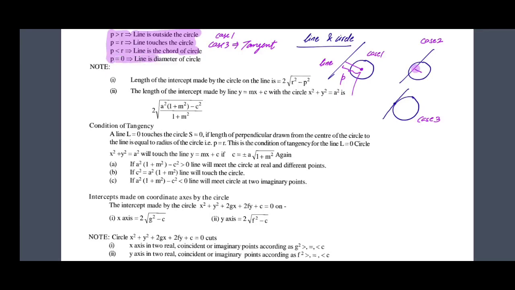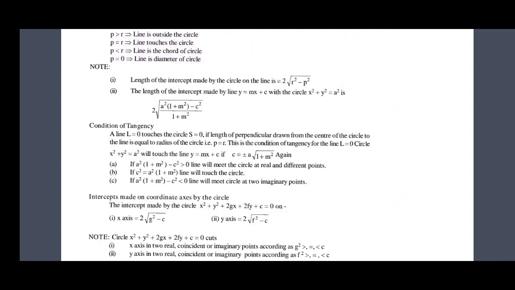Clear guys? और अगर p का डिस्टेंस 0 है, ये क्या मतलब हुआ जो हमने लिखा हुआ है, if p is equal to 0, that means सेंटर से ही पास कर रही है लाइन, so that means this becomes the diameter. So it's a very very special case which you don't have to do, but yes, you should know what is the meaning when p is equal to 0.